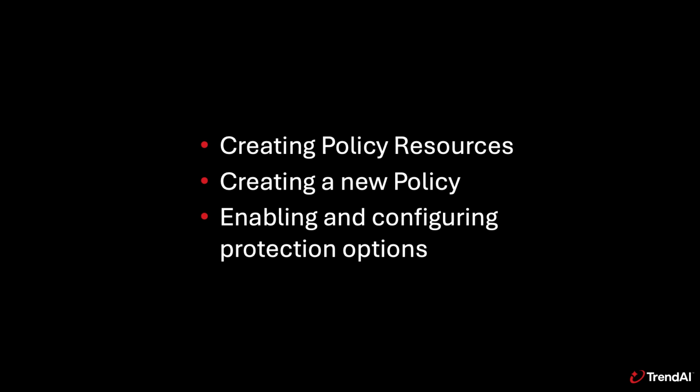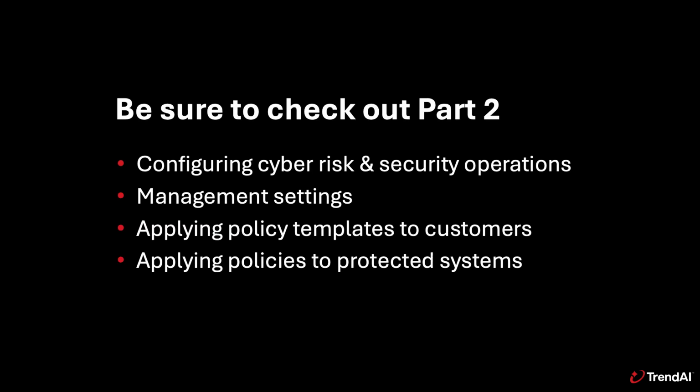In part 1 of this video, we'll review how to create policy resources like anti-malware exclusions and firewall rules, and defining policy protection settings. In part 2, we'll continue by configuring the cyber risk and security operation features and management settings. Then we'll step through creating an endpoint policy template, applying endpoint policy templates to tenants, and assigning policies once a template has been created.